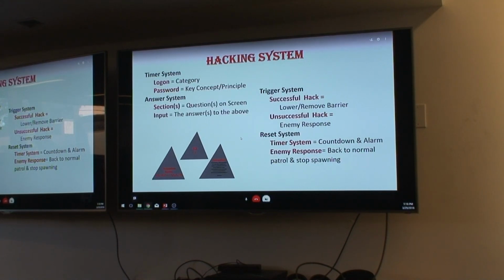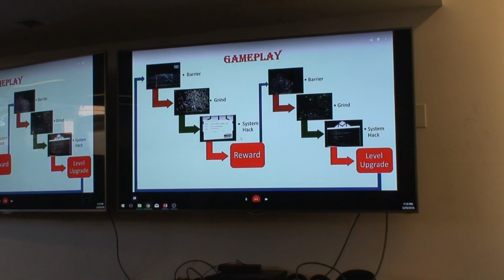And the reset system is resetting the system to go back to normal and reset the countdown timer. So if we get an example of gameplay, basically you run across the barrier, you grind out finding the little clues, and then you hack into the system, and then if it's successful, you're rewarded. And then you kind of do it again, and then you get a level upgrade.